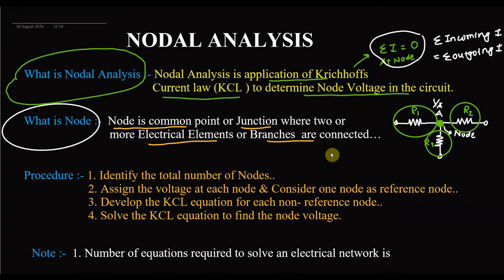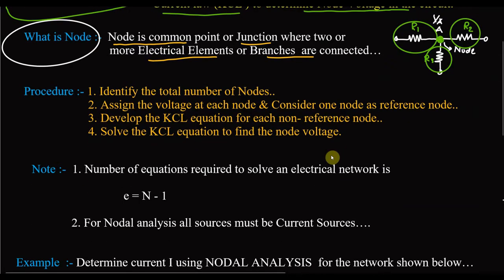Now when we follow nodal analysis, there are certain stages which we have already discussed in mesh analysis also. So what are the stages that we will discuss? You can see here the first stage is to identify the total number of nodes. I have told you how to identify a node. A node is a point where a number of elements or branches are connected. So the first step in nodal analysis is to identify the total number of nodes. If you remember, in mesh analysis, we find out the total number of meshes.